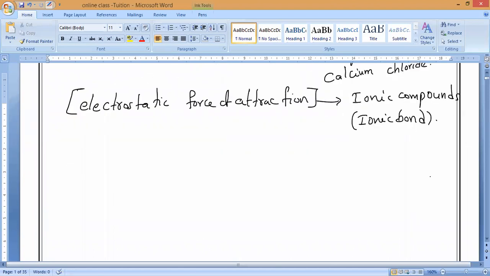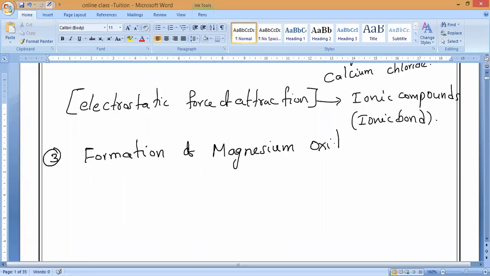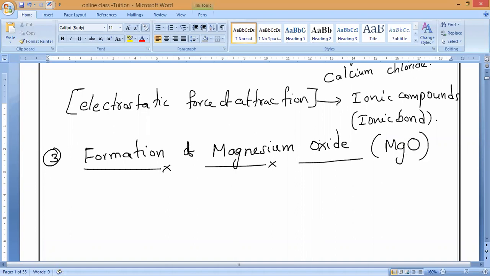Next. In today's class we are going to study the third compound, the formation of a well-known compound. Class 10 chemistry starts with this equation first. Can you guess what it is? Formation of magnesium oxide. What is the formula of magnesium oxide, guys? MgO. Correct?